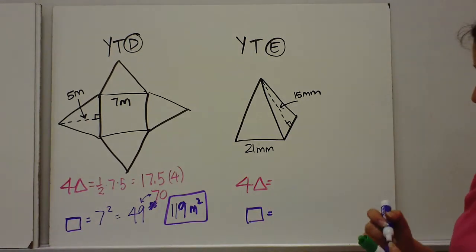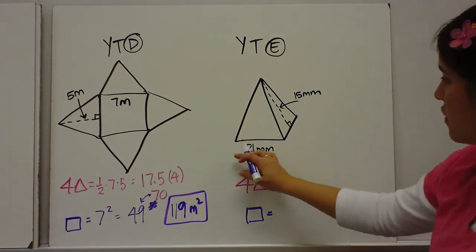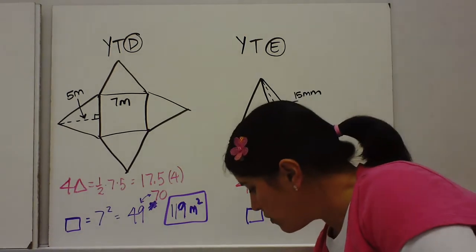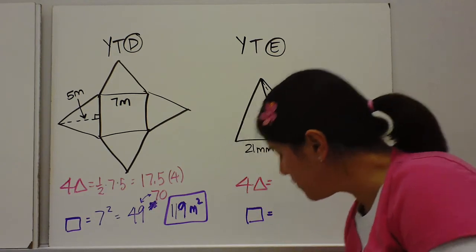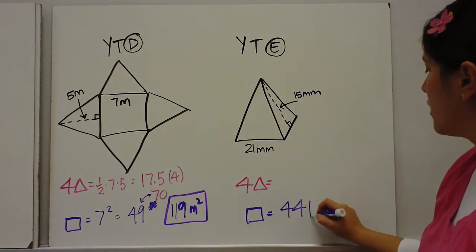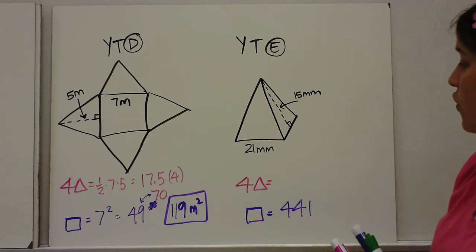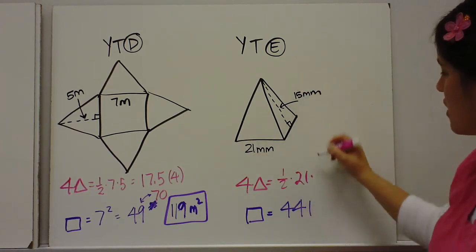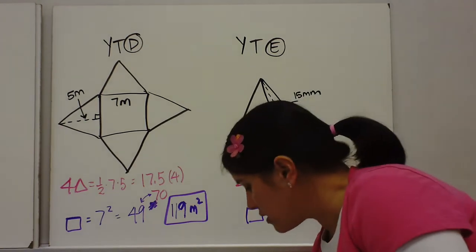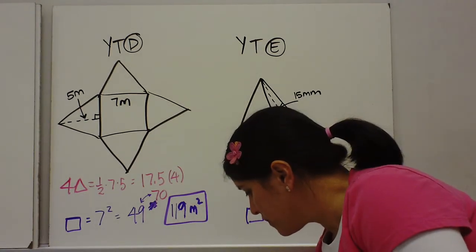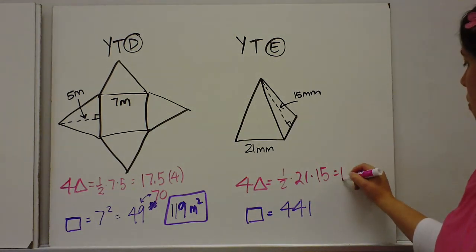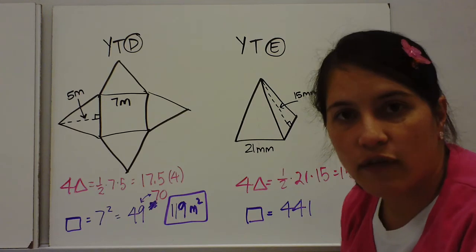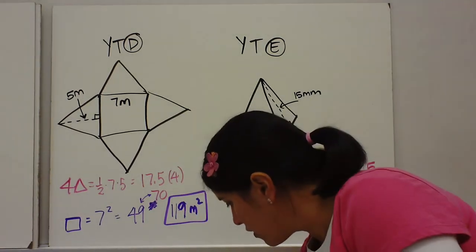So let's do this one. Since I already have the purple, let's do the square base. So 21 by 21. Is that 441? 21 times 21. Yep, 441. And then my 4 triangles are going to be 1/2 times 21 times 15. I have no idea what that is. 157.5. 157.5, you have to multiply it by 4.